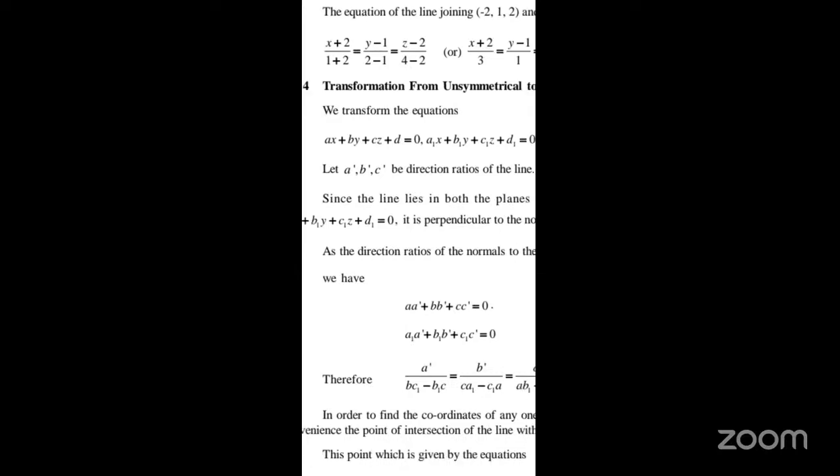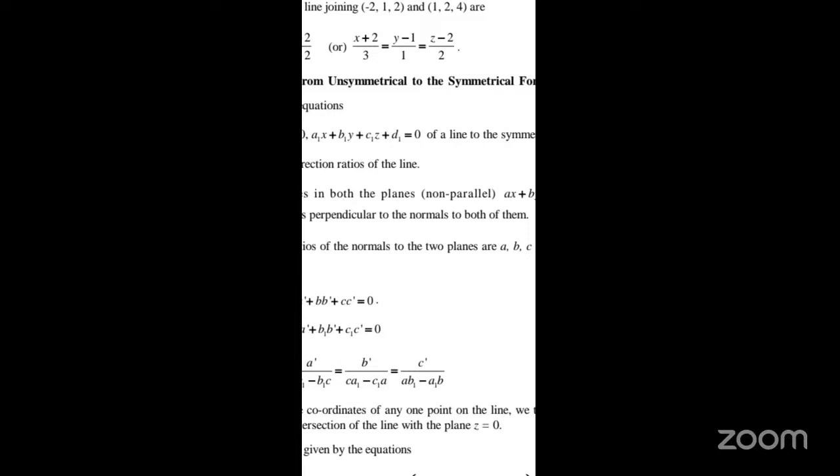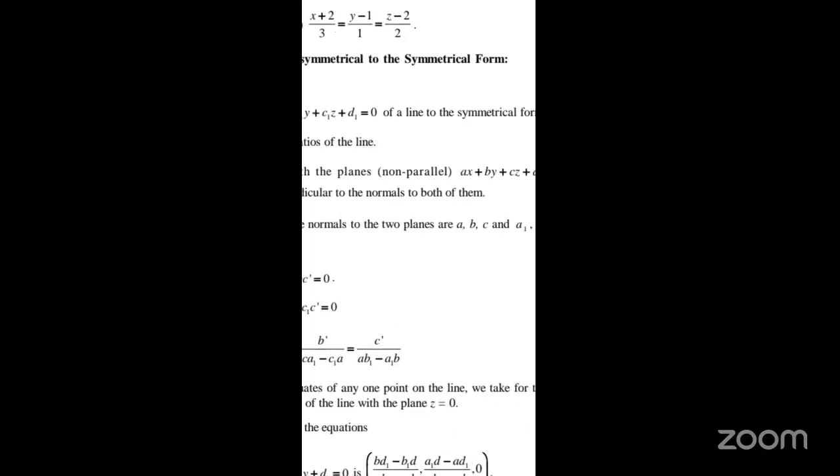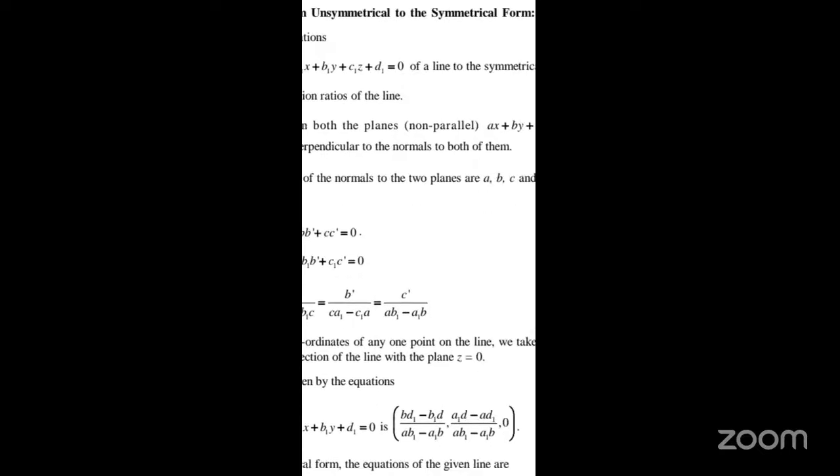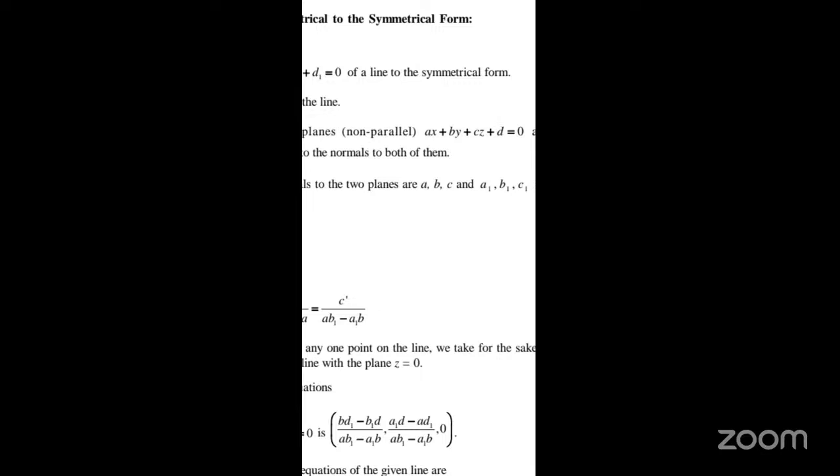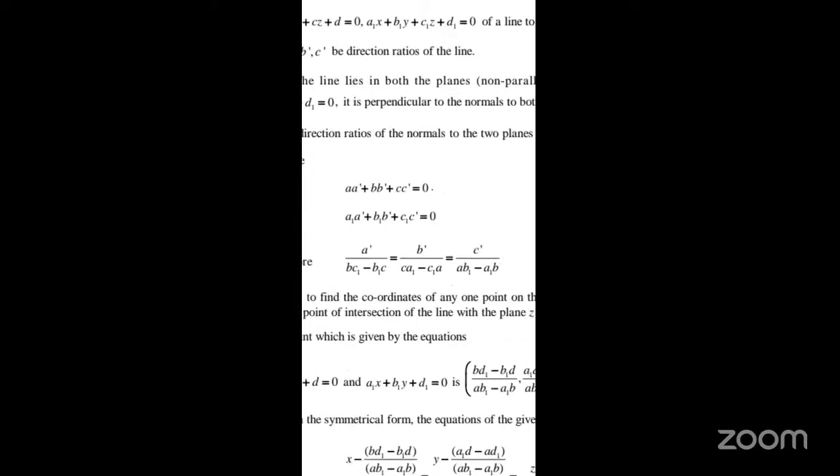Now these equations can be in the non-symmetric form: ax plus by plus cz plus d equal to 0 and a1x plus b1y plus c1z plus d1 equal to 0. The line is also perpendicular to the normals of both of them. Here the DRs mean normals to the planes. First normal is A, B, C. In the second plane it is A1, B1, C1. There are 2 normals here, and according to that, we have to write AA dash plus BB dash plus CC dash equal to 0, and again A1A dash plus B1B dash plus C1C dash equal to 0.